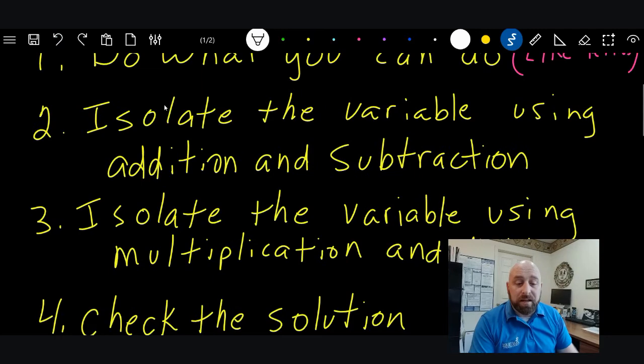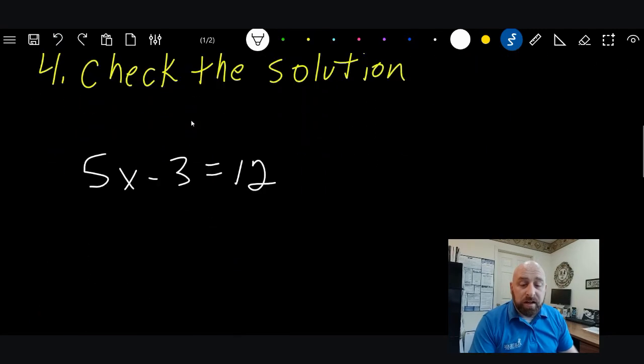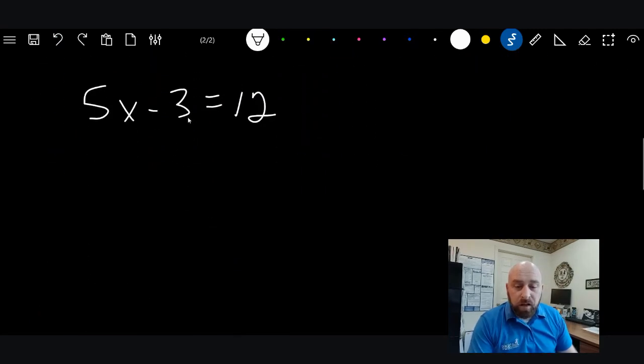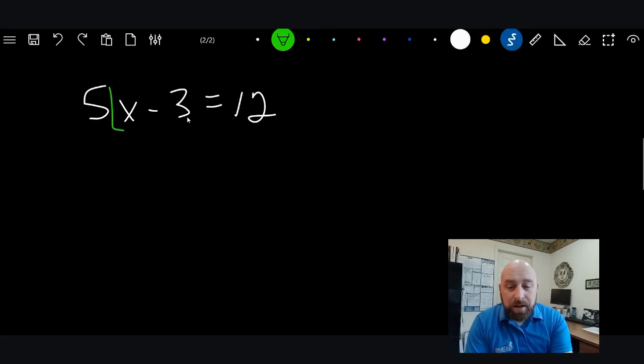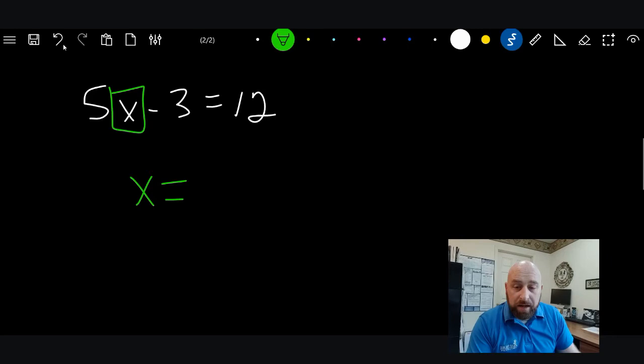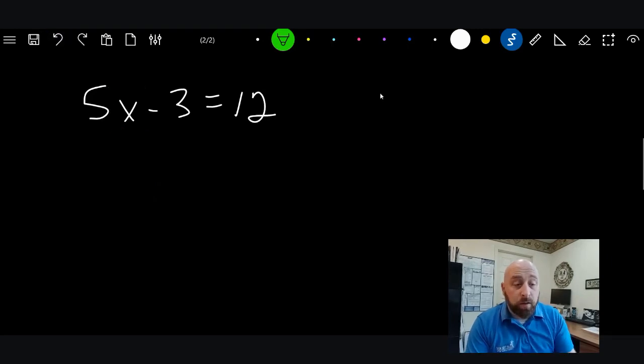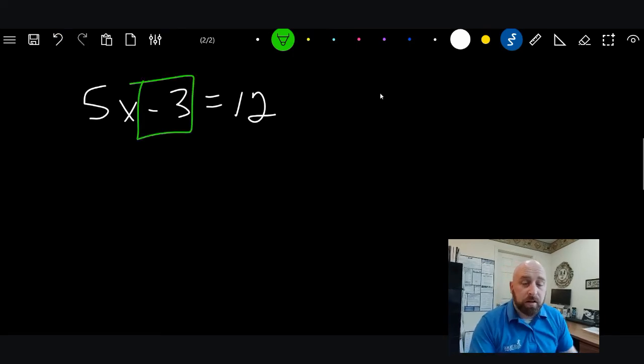Step 2 is isolate the variable using addition and subtraction. In other words, we want to get x by itself. We want it to say x equals something. That's our goal. That's where we're headed. All right, so let's go ahead and try that. We're going to use the addition and subtraction. So there is a subtraction, and that's what the steps tell us to do first.